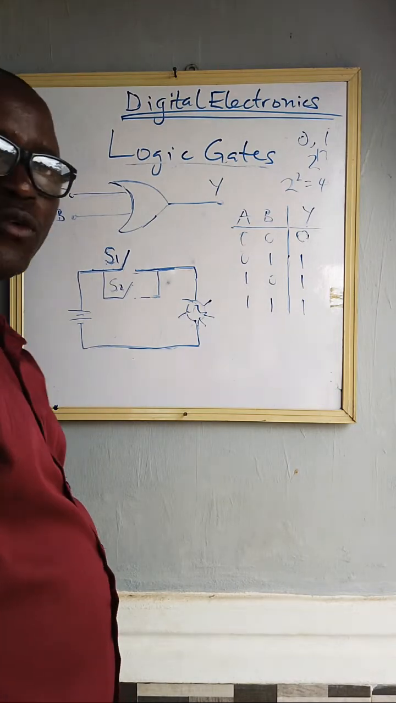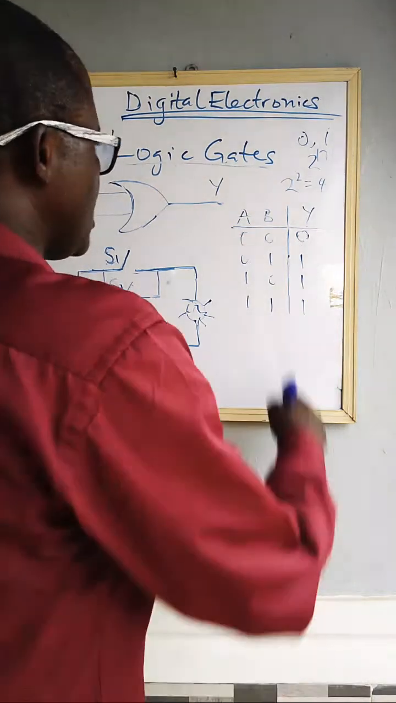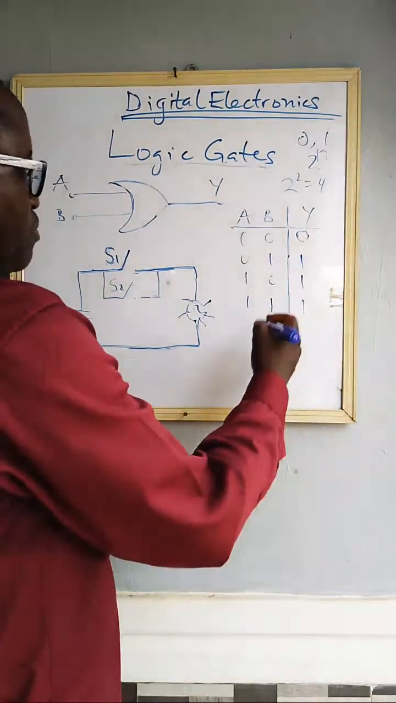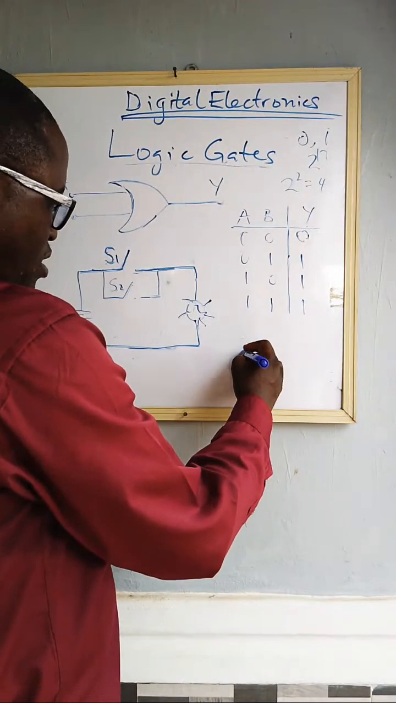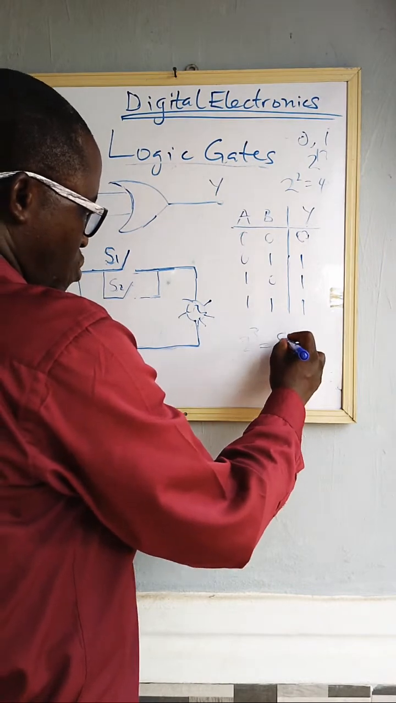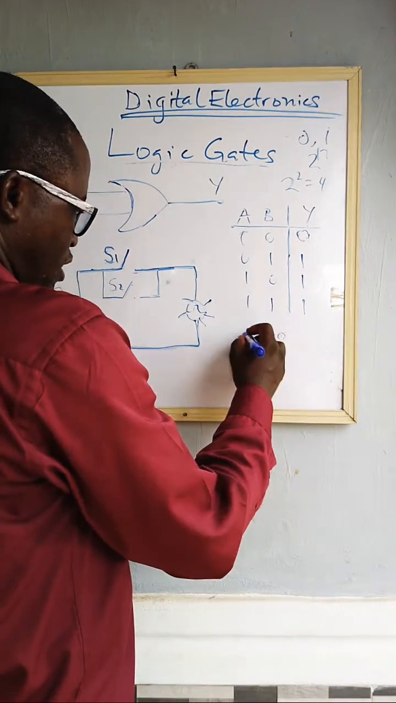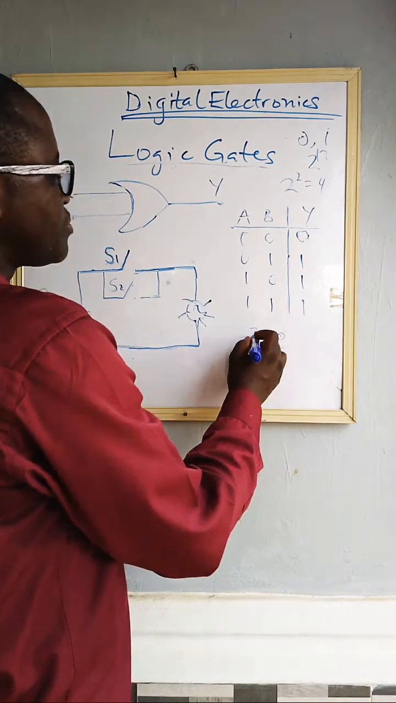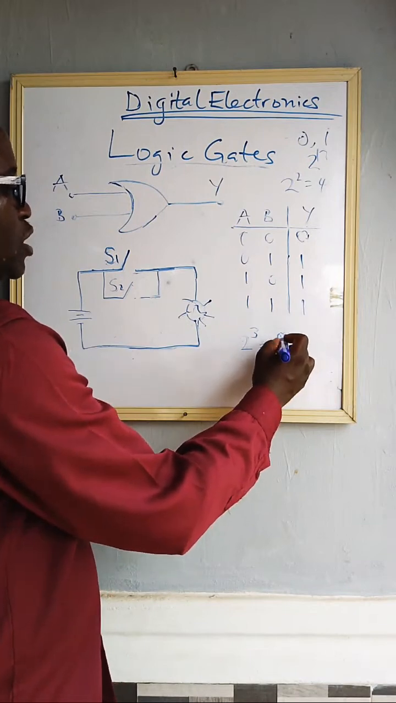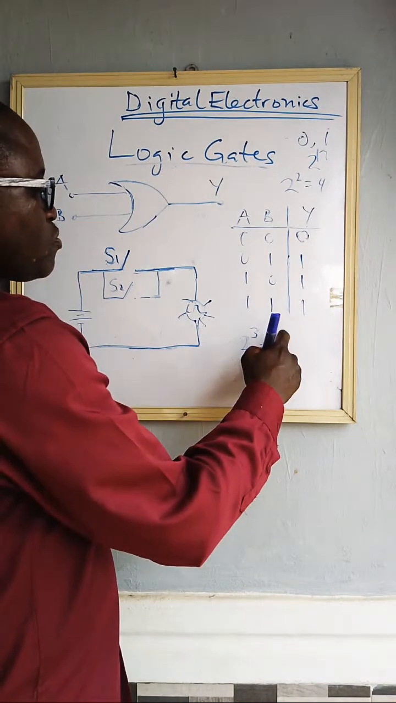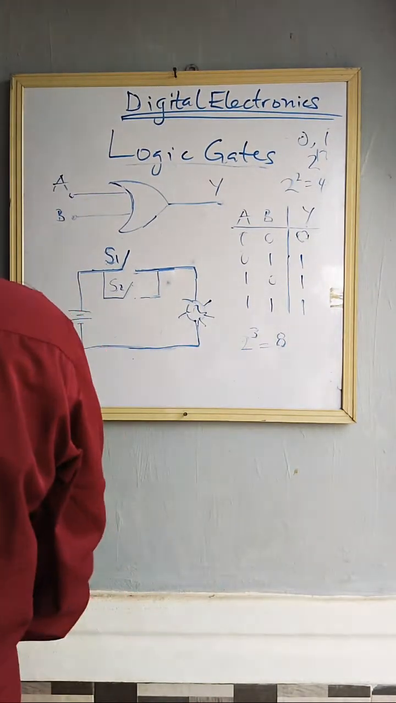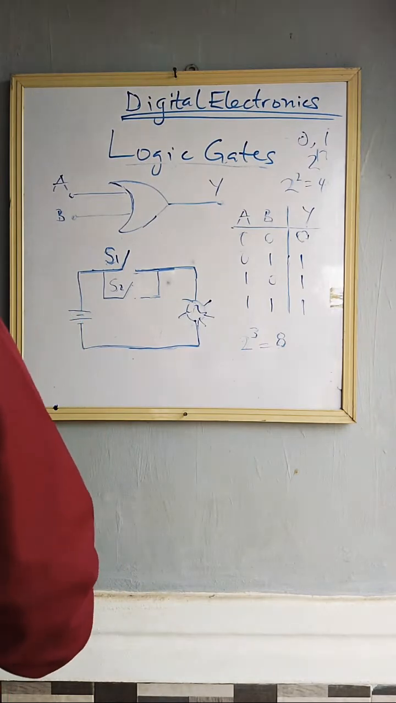Like I said earlier, we can have 3 inputs. If it is 3 inputs, it means we are going to have more rows here. We are going to have 2 raised to the power 3, and that is 8. We are going to have 8 rows. That is how the OR function works. Now, let us move on to the AND gates. Let's look at the AND gates.